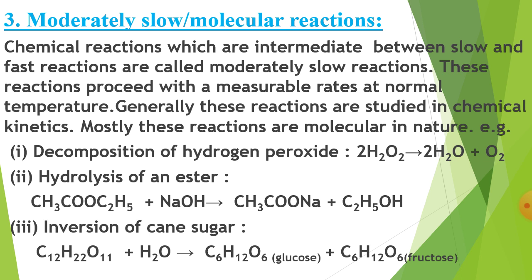Third, inversion of cane sugar. C12H22O11 is the example of cane sugar, sucrose. Upon hydrolysis, it produces one molecule of glucose and one molecule of fructose. Both have the same formula, but their structures are different. That's why the names are also different.